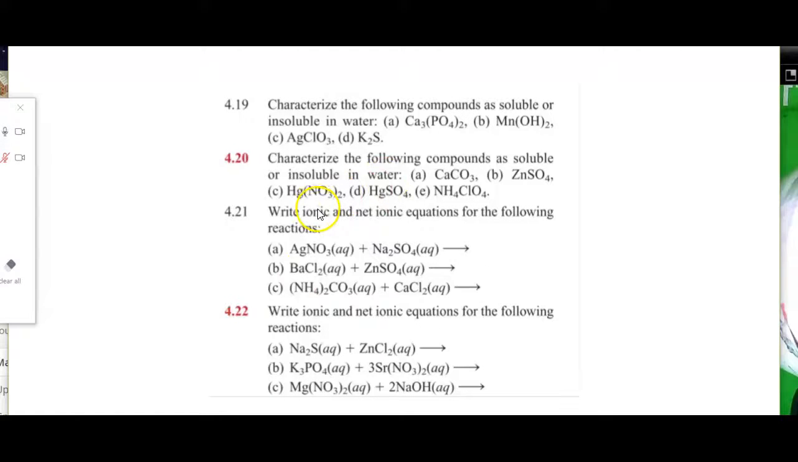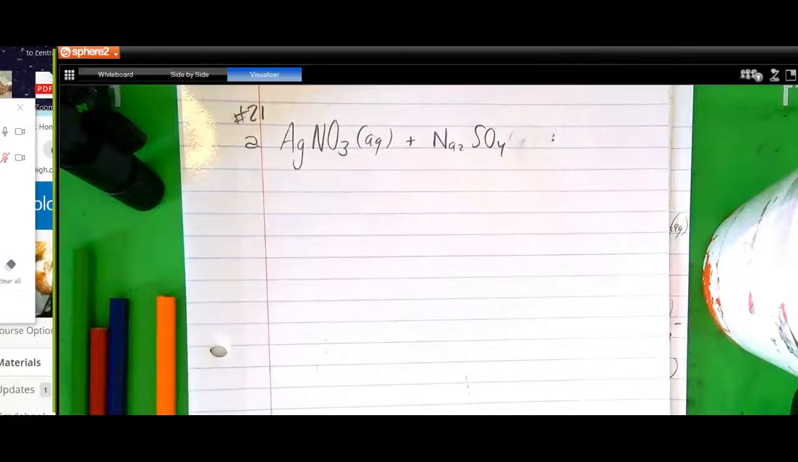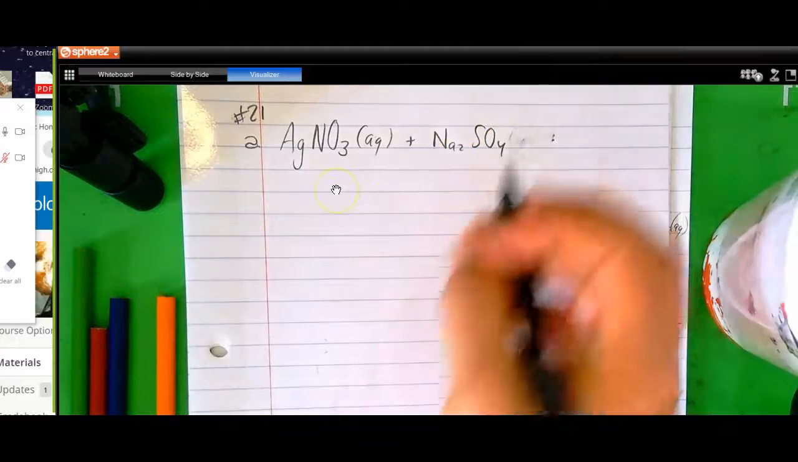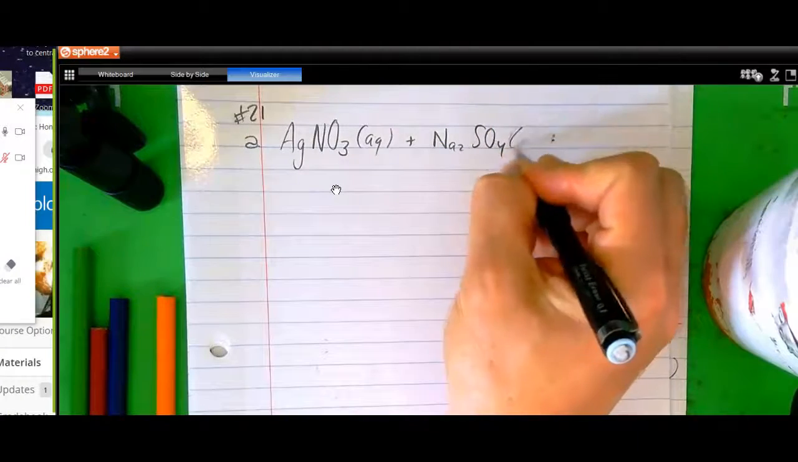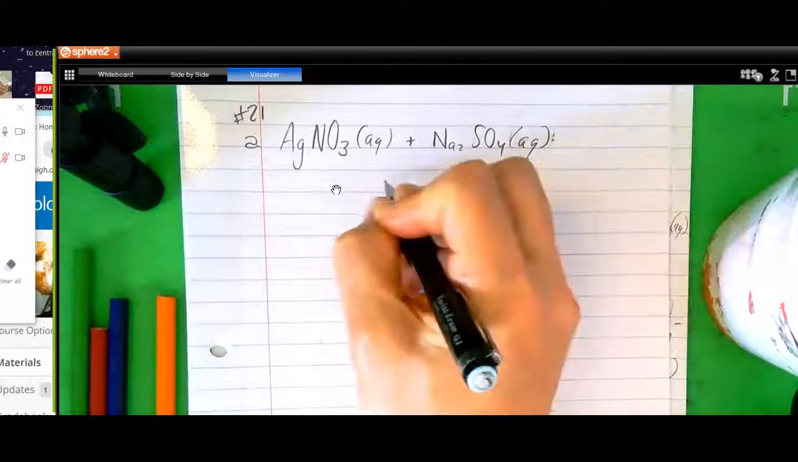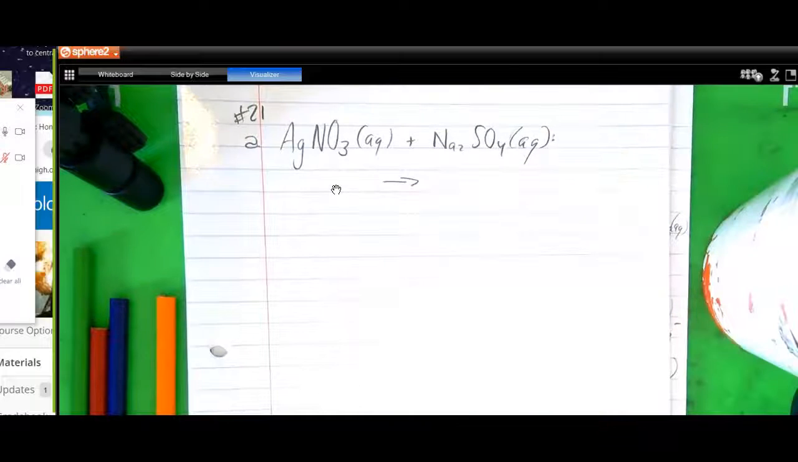Okay, number 21 wants us to write the ionic, net ionic equations for the following reactions. Well, we have to figure out the chemical reaction and see if there's a solid formed. So I write out the equation. I'm going to start a new line here. We'll put the products underneath.